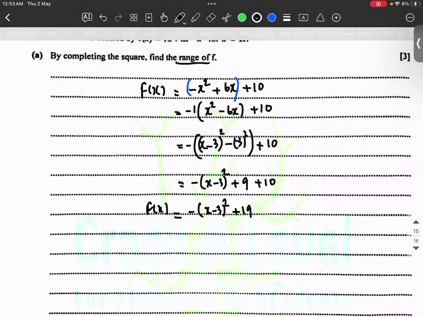We know that this is a downward parabola. This f of x is actually a downward parabola and it has a maximum point. So what will be the maximum point? The maximum point will be 3, 19. Am I right? And the maximum this graph is reaching is 19. Therefore, we can say that the range of f of x is values less than or equal to 19. So this is the range for this question.